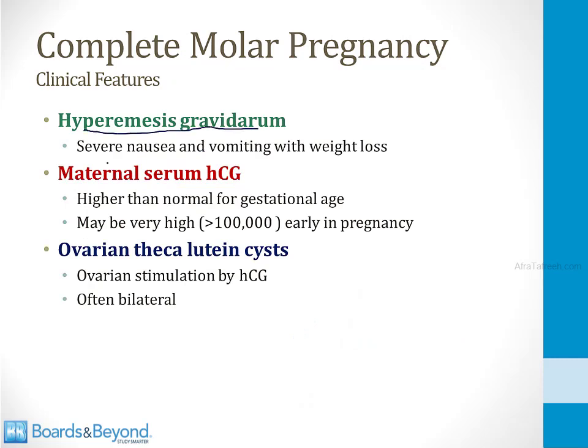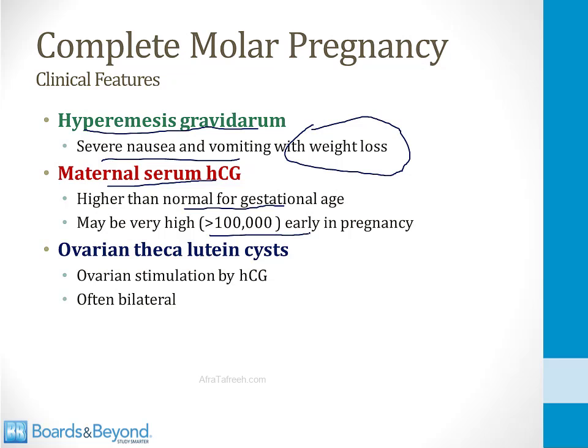Hyperemesis gravidarum is severe nausea and vomiting that leads to weight loss. This can occur in a normal pregnancy, but it's common in molar pregnancies. The maternal serum HCG level may get much higher than normal for gestational age in these types of pregnancies. Remember, this is a malignancy of placental tissue, and the placental tissue makes HCG. So the level can get very high, much higher than it should be for an early stage of pregnancy. In fact, sometimes it can get over 100,000 early in pregnancy, which is an extremely high level.